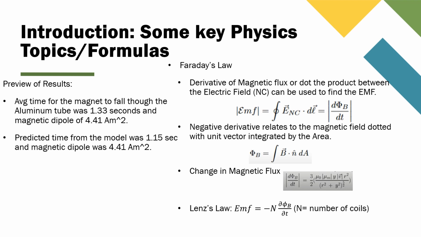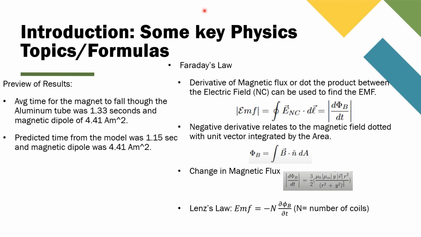So these are some key physics topics and formulas we'll be using in this experiment. Faraday's law is one of them, which is the EMF equals the derivative of the magnetic flux with respect to time, and the magnetic flux equals the integral of the B field times the n unit vector over the cross-sectional area, and then the change of magnetic flux is reflected by this formula we'll be using in code. And then Lenz's law is just like the derivative of the magnetic flux, but it has a negative sign and a number of coils within it to figure out Lenz's law.